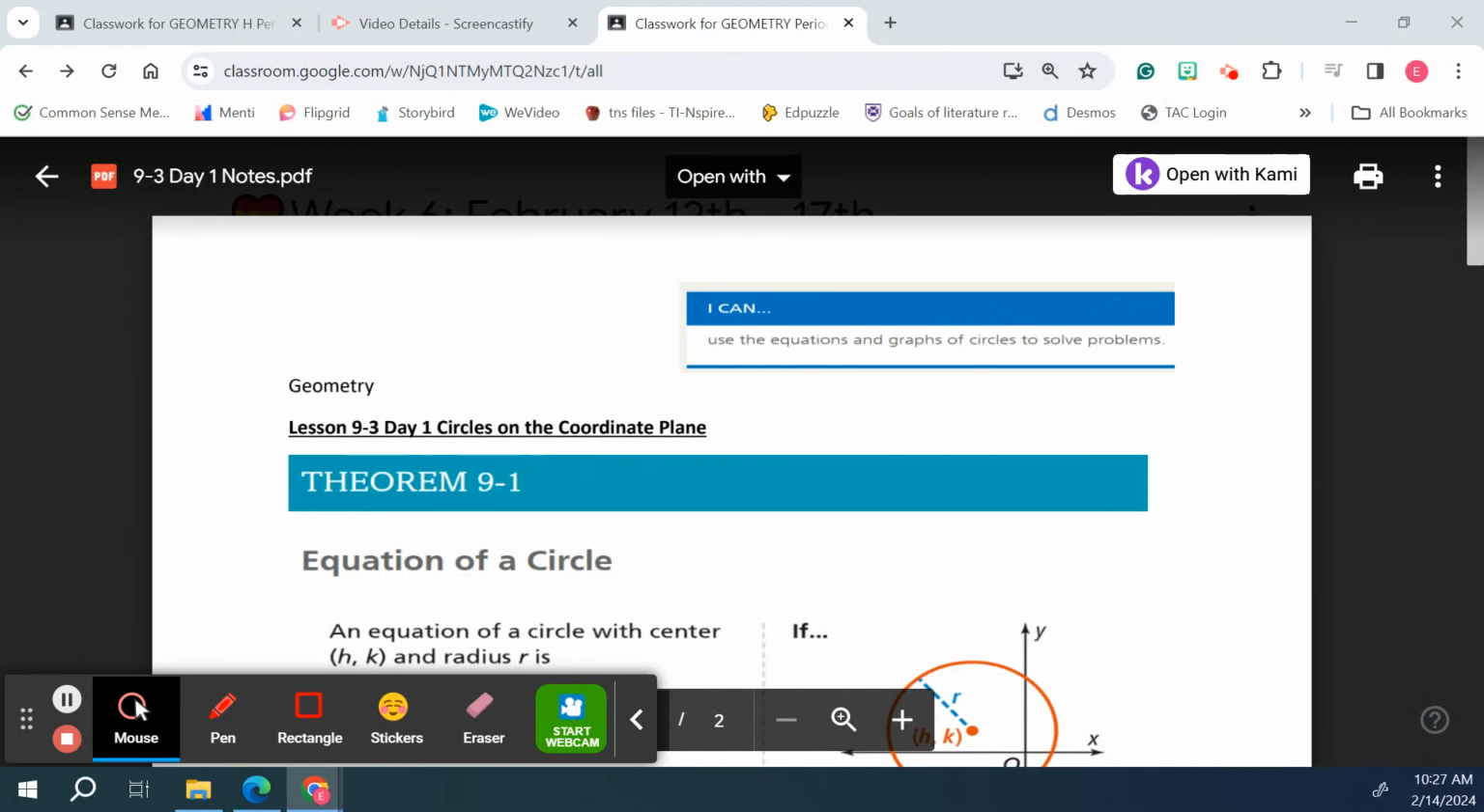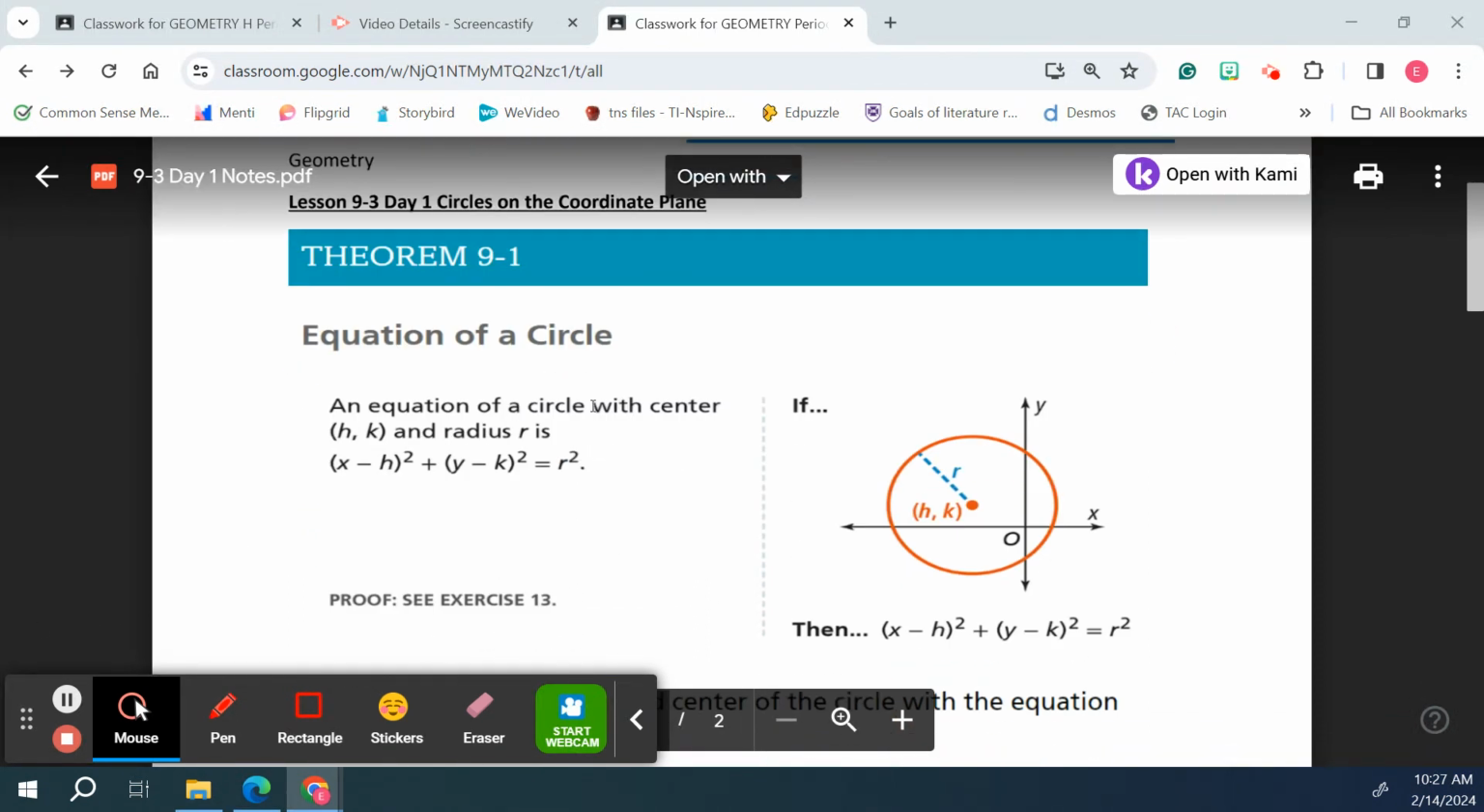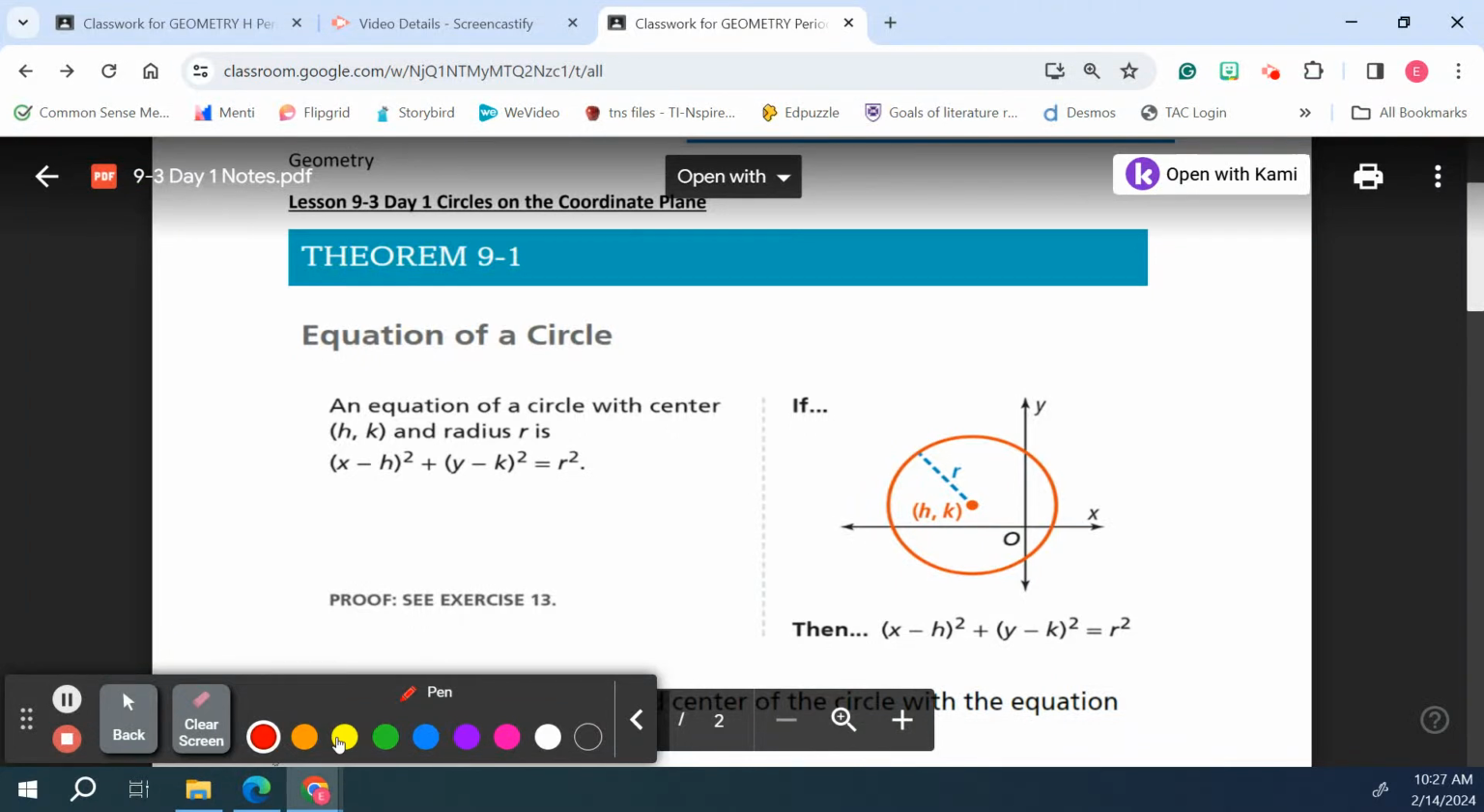Okay, so today we are learning about circles in the coordinate plane. So again, a little bit more graphing. First thing we need to know about, and this you should probably highlight, circle, something like that, is the equation of a circle with center h, k and radius r: x minus h squared plus y minus k squared equals r squared.